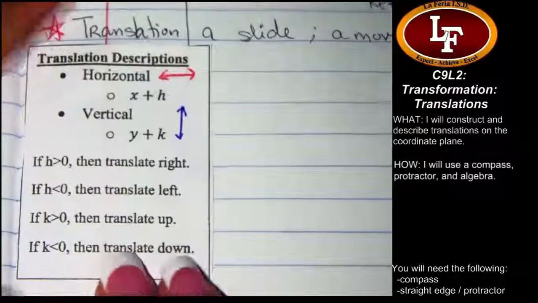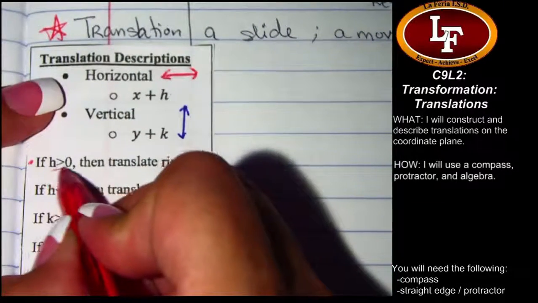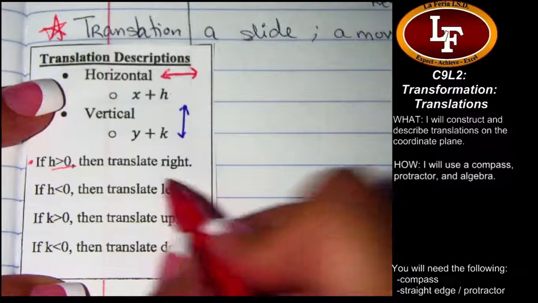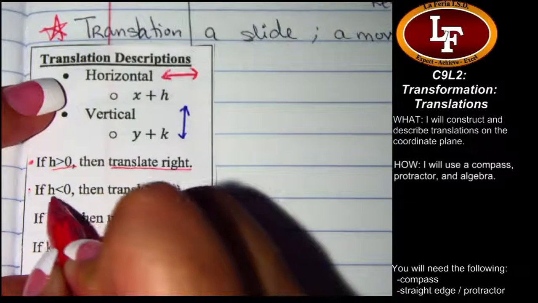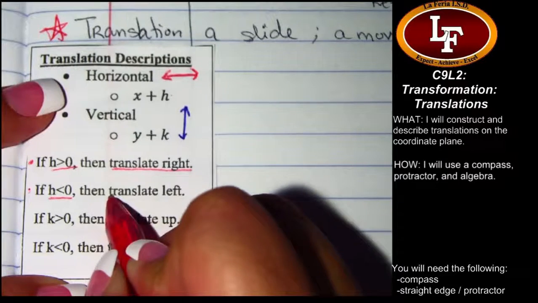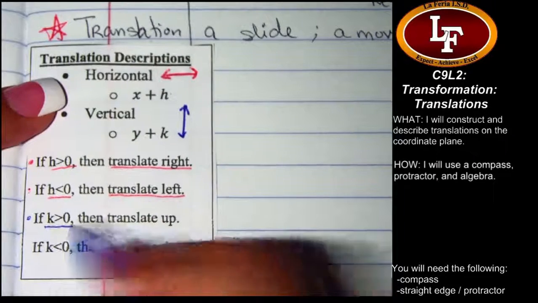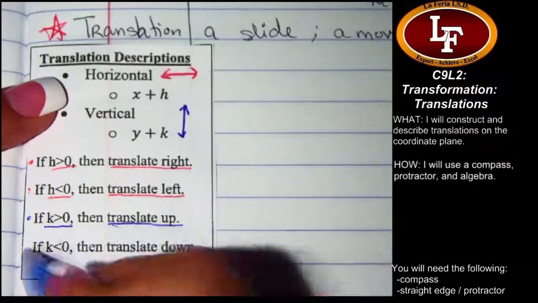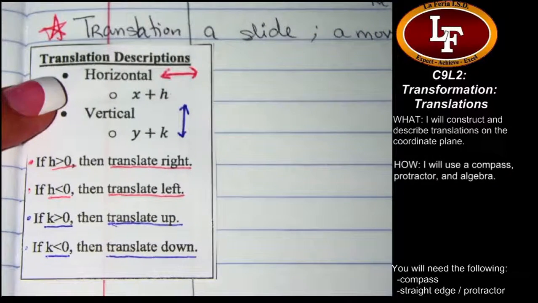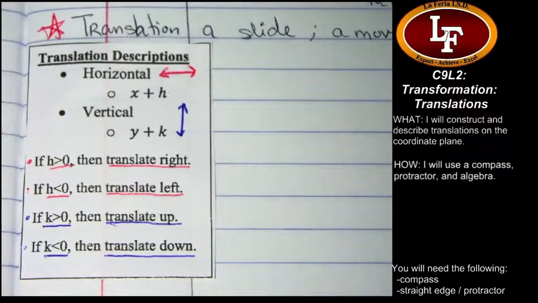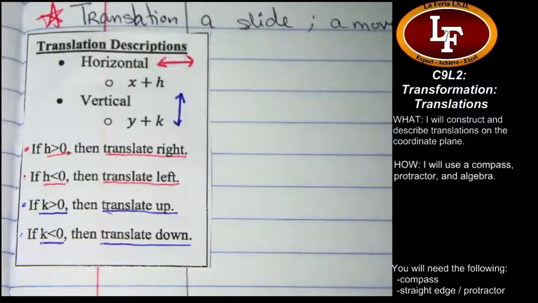Now notice our four conditional statements here. If h is bigger than 0, then translate right. If h is less than 0, then translate left. If k is bigger than 0, then translate up. If k is less than 0, then translate down. Okay? So that's how we'll be describing in words these translations.